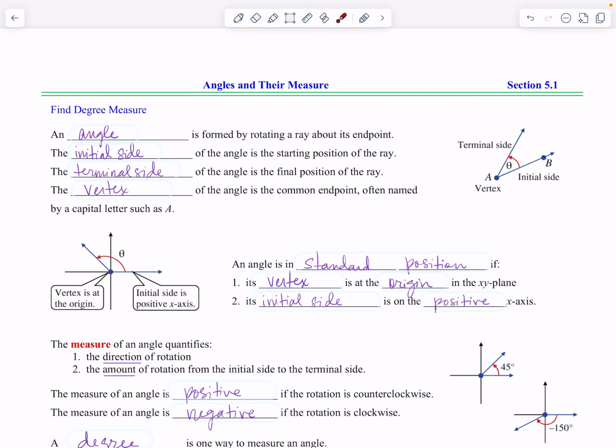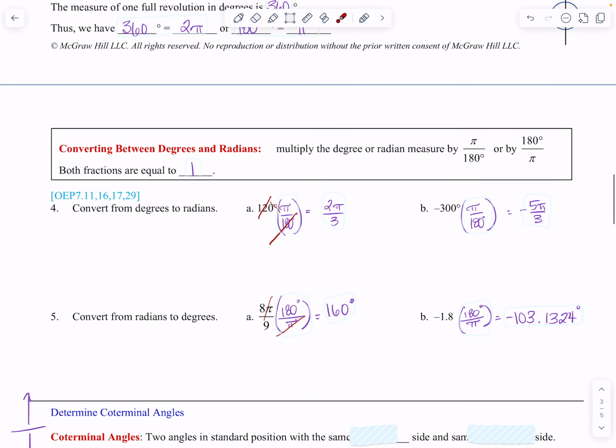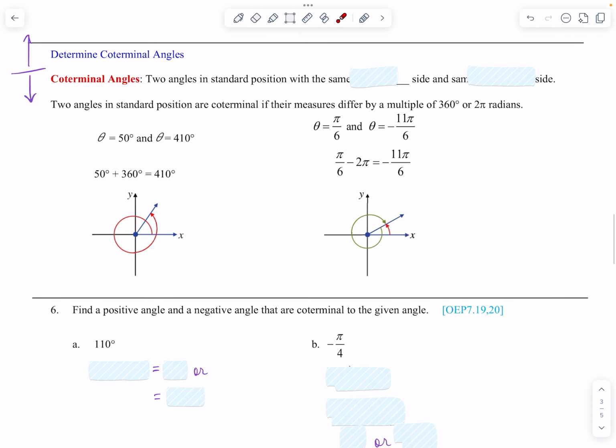Hey folks, this is the fourth and final video from section 5.1. So if you will please go all the way down to the section that talks about coterminal angles, we'll deal with this terminology here.